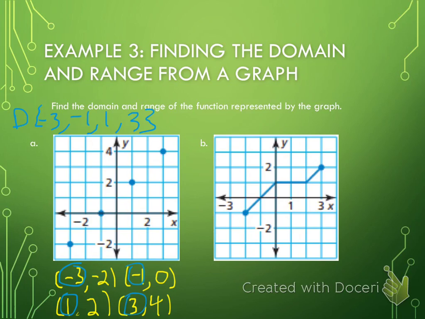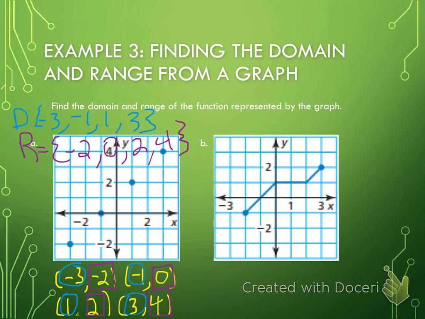Now, if we're looking at our range here, this -2, 0, 2, and 4 are going to be our range of the function. So to write the range, I would write -2, 0, 2, and 4. Generally, when we're writing domains and ranges, you're going to start at the smallest value and go up to the largest value. So let's look here at the other graph, B.